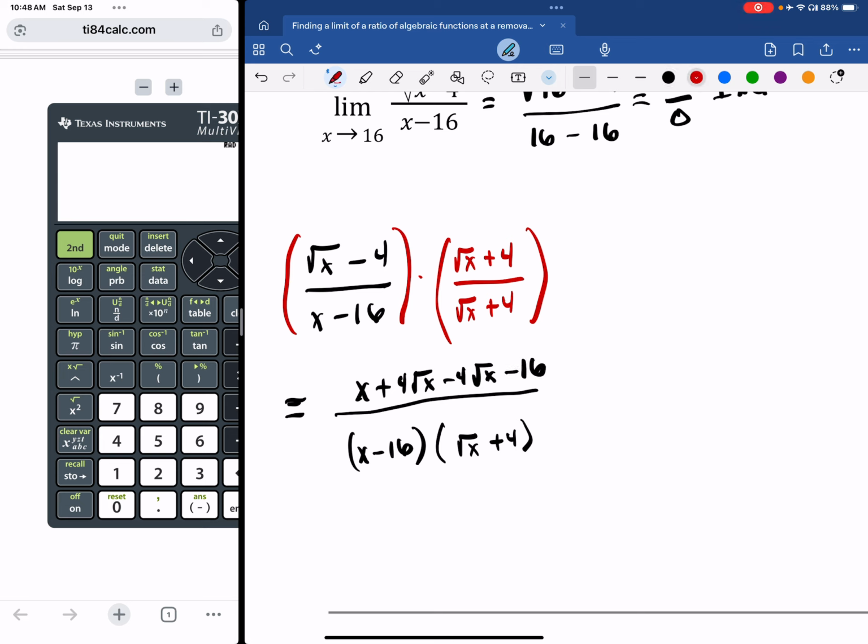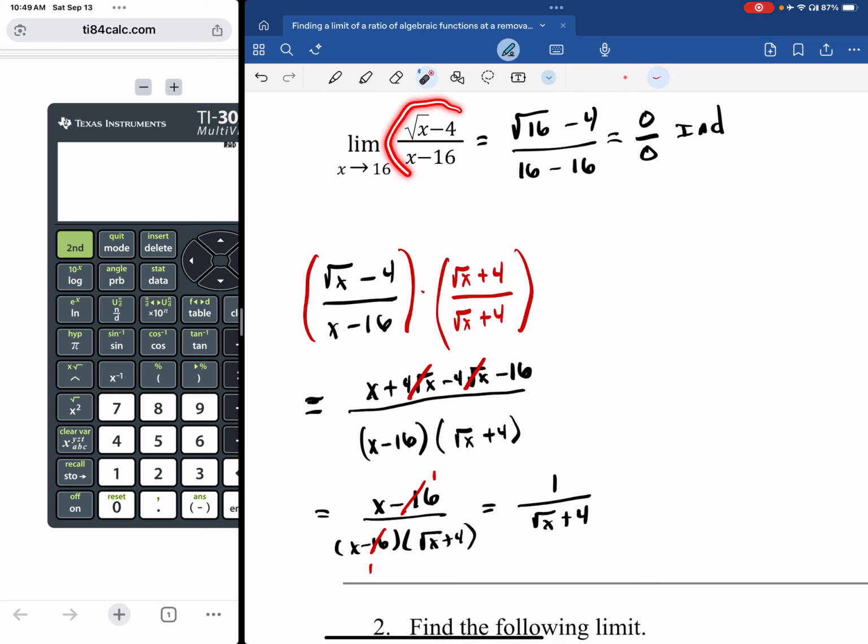Notice in the numerator we have a positive 4 root x and a minus 4 root x, so those two terms actually cancel out to be 0. What's left on top would be x minus 16. On bottom, one factor is an x minus 16, and another factor is the square root of x plus 4. Notice, though, now in the numerator and the denominator, we have a factor of x minus 16, so those two factors simplify into a 1. So simplifying this further, we would have a 1 in the numerator and then a square root of x plus 4 in the denominator. So these two functions are mathematically equivalent except for at the point x equals 16.